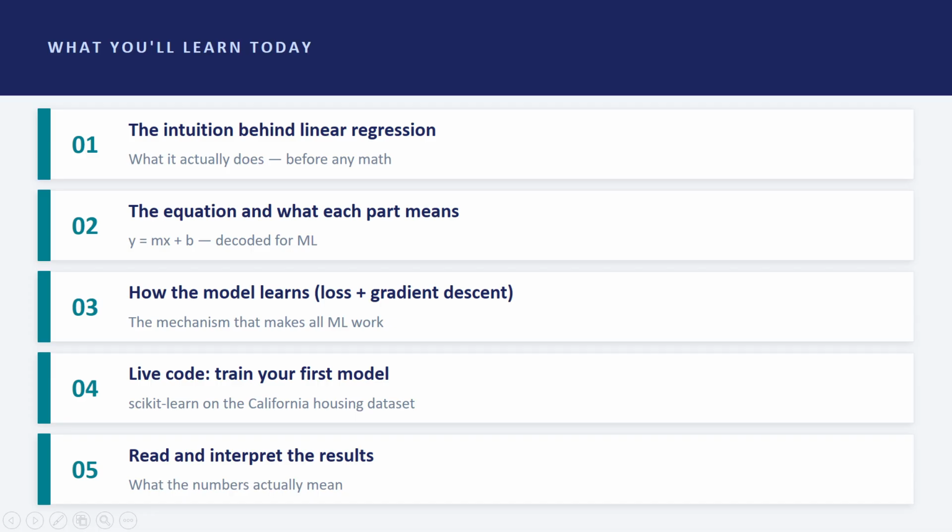Five things there. The intuition behind linear regression, the equation and what each part means, how the model learns, live code, train your first model, and the final one is read and interpret the results.